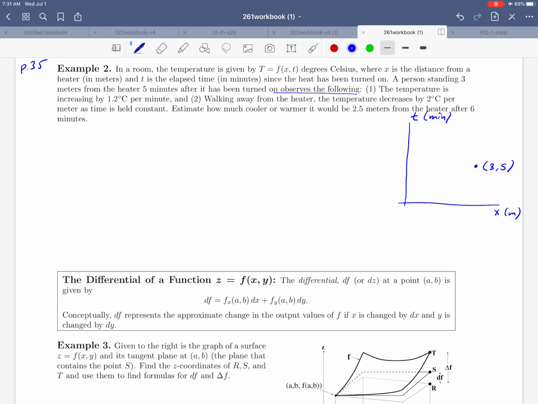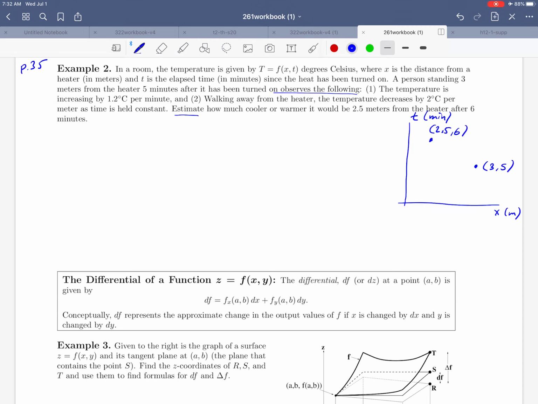Here's what we're being asked to estimate. How much cooler or warmer would it be 2.5 meters away from the heater after 6 minutes? That's describing a new point on this diagram for us, maybe about right here, (2.5, 6). And we're simply being asked to estimate how much the temperature would change if we move between those 2 points.